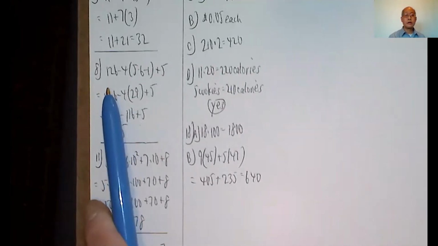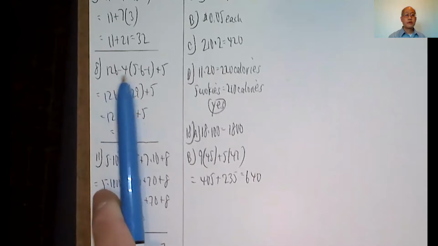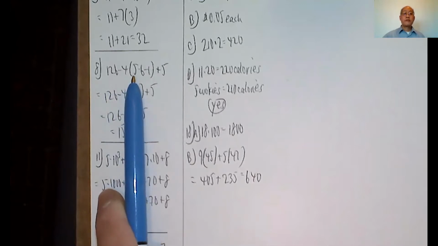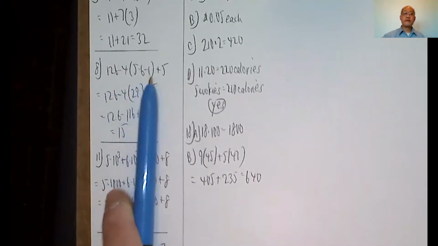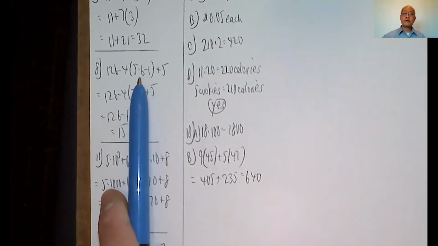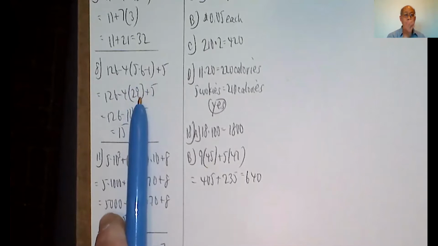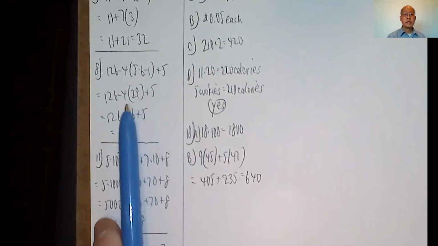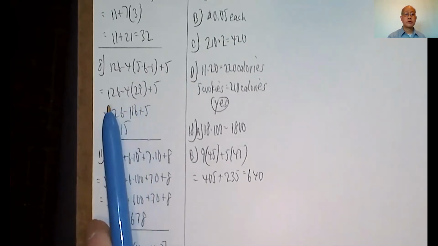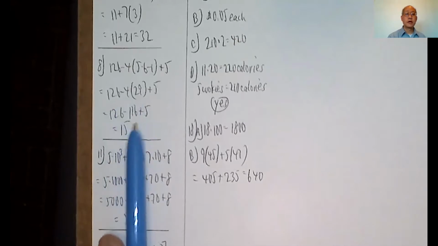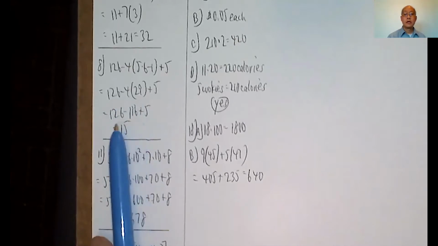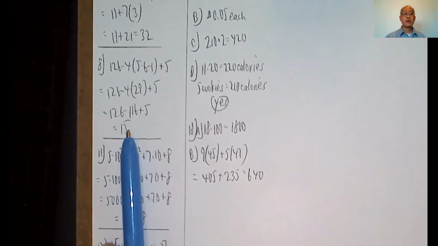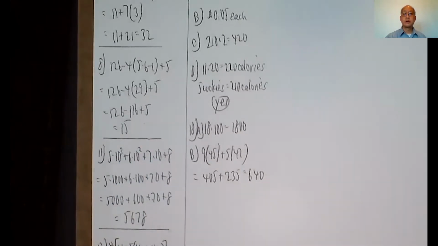Okay, so here we are. 126 minus 4 times 5 times 6 minus 1 plus the 5. Do what's in parentheses first. So 5 times 6 is 30. 30 minus 1 is 29. Then I'm supposed to do multiplication next. So 4 times 29 is 116. And now 126 minus 116 is 10. 10 plus 5 is 15. So maybe the correct answer ought to be 15.